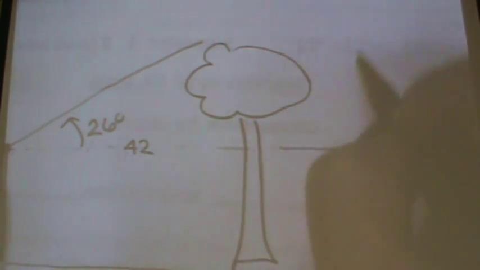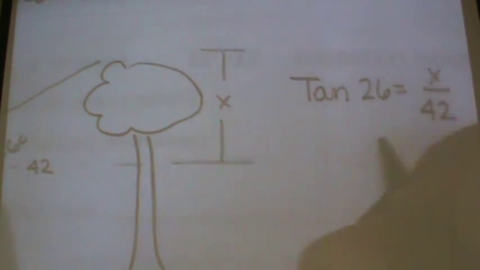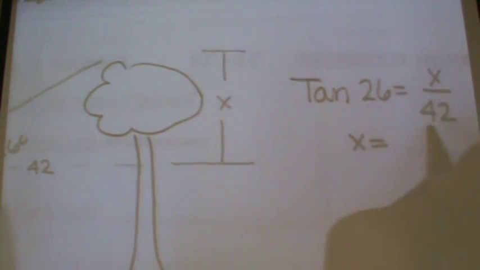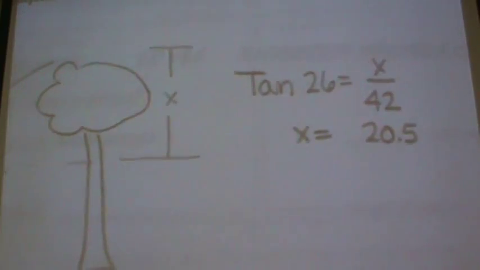So what trig ratio could we use to figure out this portion of the tree? Call it x. Sine, cosine, or tangent? We know this side, so we use tangent. Tangent of 26 is equal to side opposite over adjacent. You're going to multiply and you're going to get 20.5. So from here to here is 20.5.